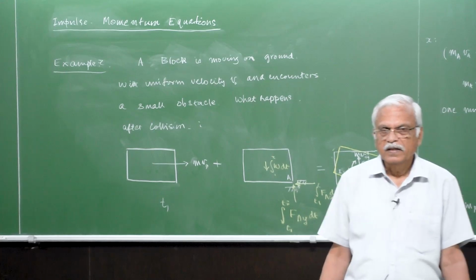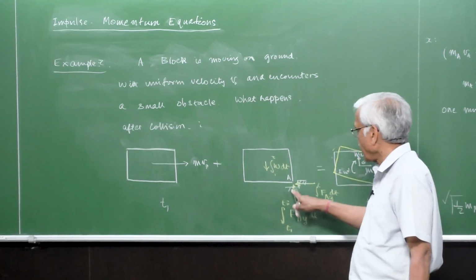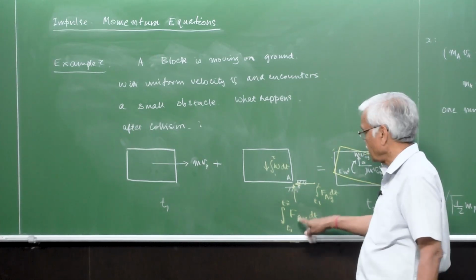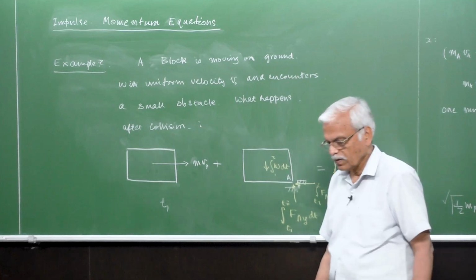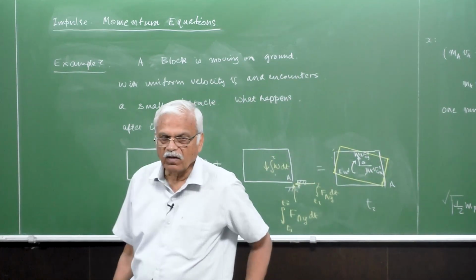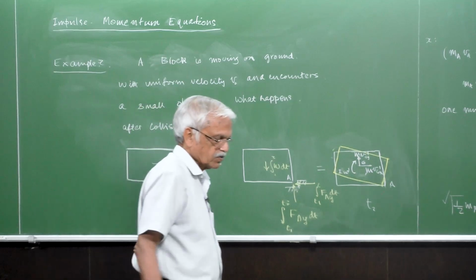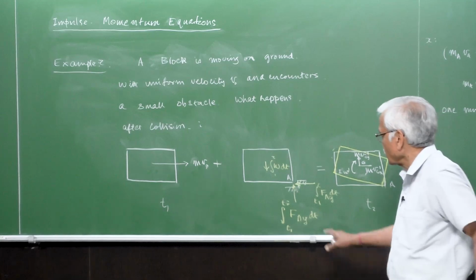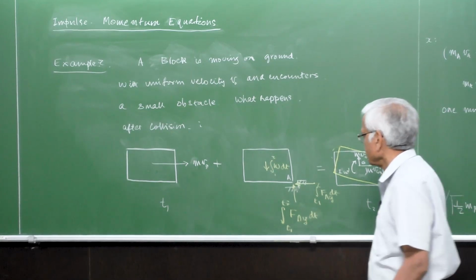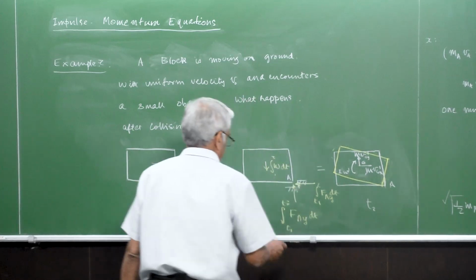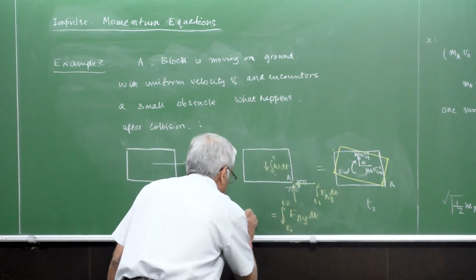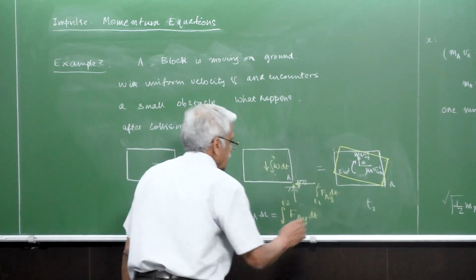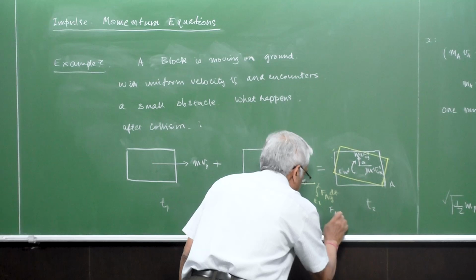The whole collision or the impact takes place over an extremely small time. However, the forces that come here, if they are integrated with time from T1 to T2, now the time duration is very, very small, delta T almost tending to 0. And so you can even write this as FA times delta T.